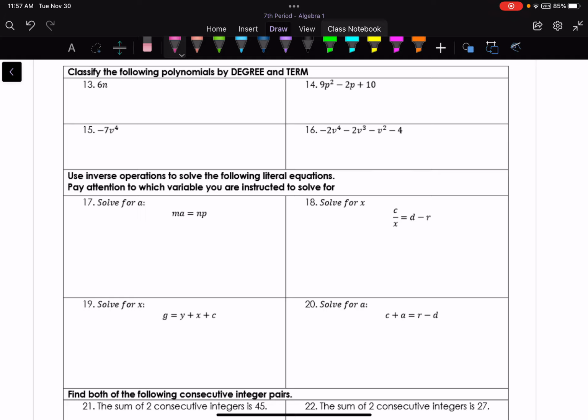Guys, so this is part 2 for our Unit 2 review. Now it's asking us to classify the polynomials by the degree and the term. So looking at the first one, we've got number 13.